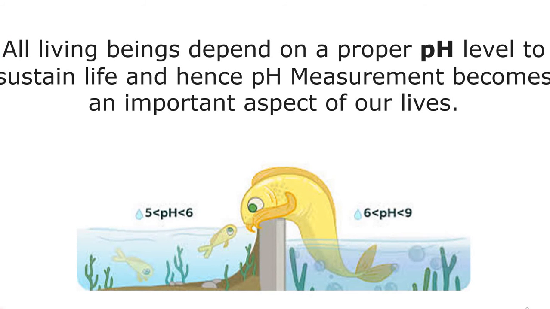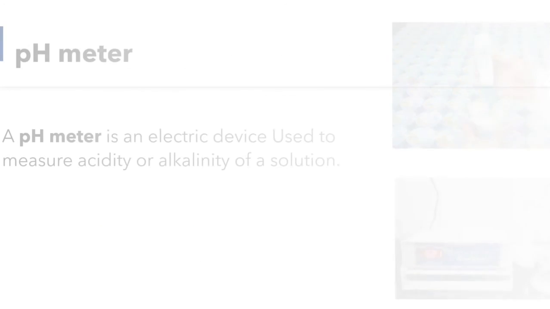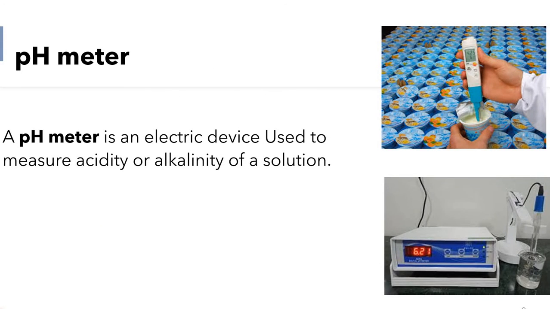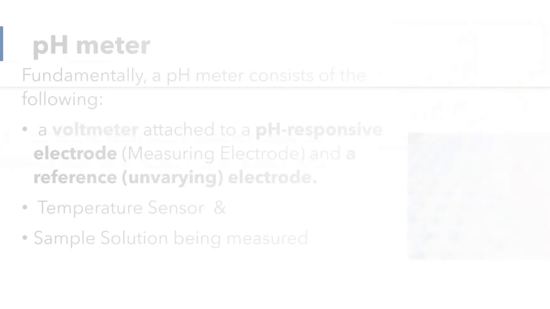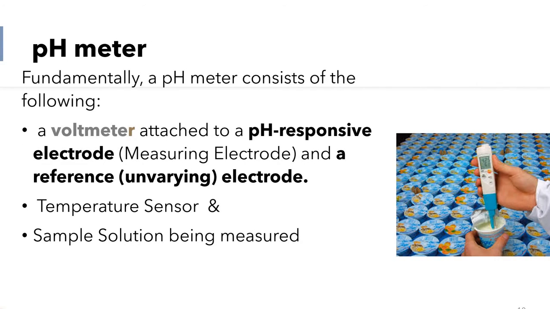All living beings depend on a proper pH level to sustain life, and hence pH measurement becomes an important aspect of our lives. pH meter. A pH meter is an electric device used to measure acidity or alkalinity of a solution. Fundamentally, a pH meter consists of the following: a voltmeter attached to a pH responsive electrode and a reference electrode, and there will be a temperature sensor and sample solution being measured.